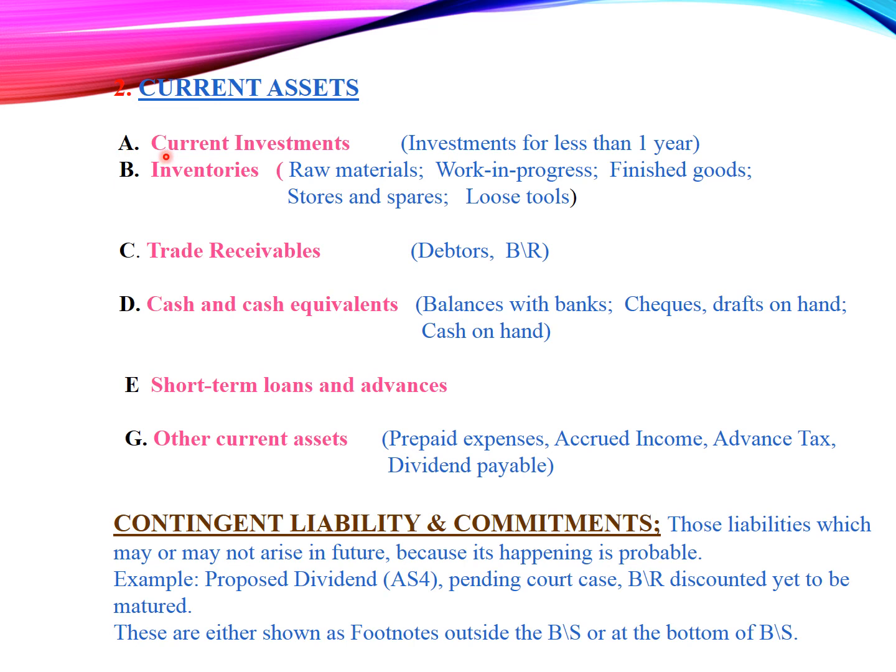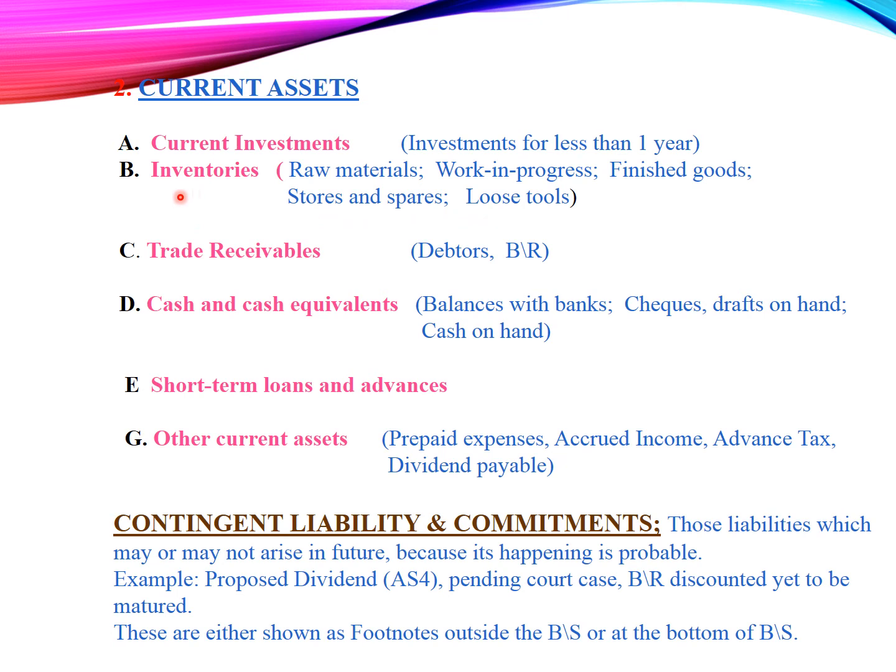So first subheading of current assets is current investments. Current investments means all the investments which are for a period up to or less than 1 year. Second subheading is inventories. Inventories can be further classified in 5 parts: raw material, work in progress, finished goods, stores and spares, as well as loose tools. These all items are put under inventories. Third heading of current assets is trade receivables, which broadly includes debtors and bills receivables. These both items are shown under trade receivables.